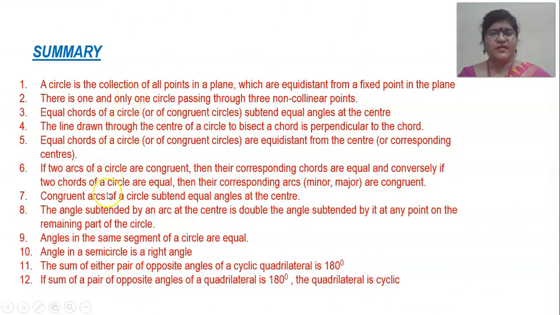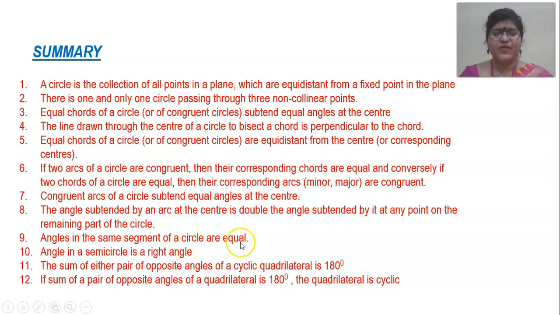Now these are some of the theorems that we have learned and some important points are jotted down. The definition of the circle, we have done this in the first online class. And then a circle, one and only one circle can pass through three non-collinear points. This is a theorem, equal chords of a circle subtend equal angles at the center. Fourth point is also a theorem which you have to learn to prove. Then these are some important points that you need to remember. You don't need to learn how to prove them.